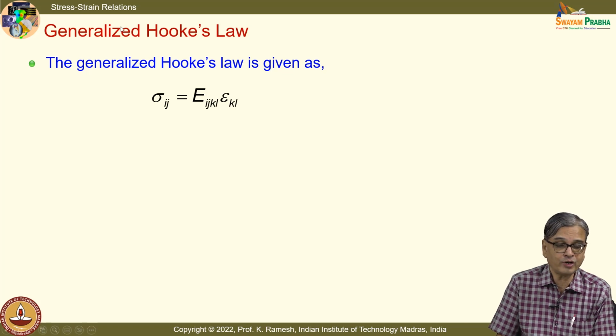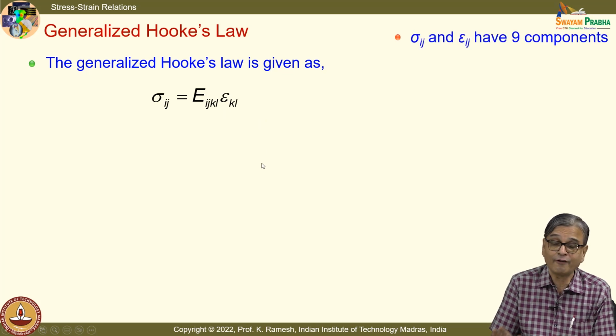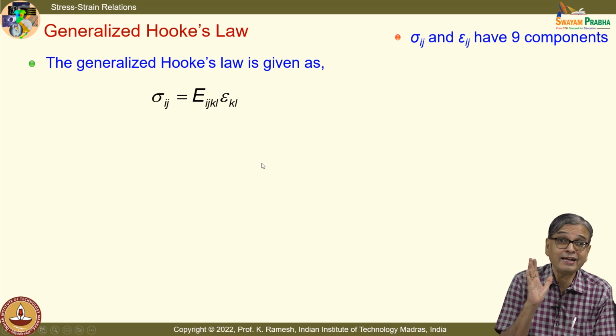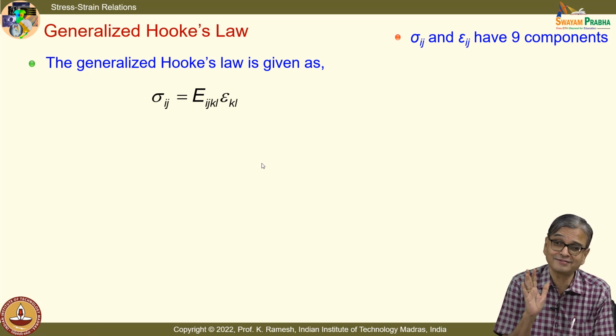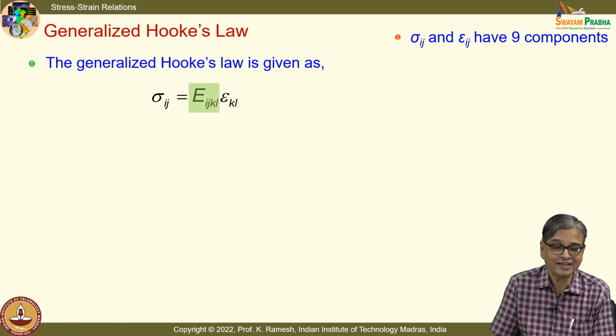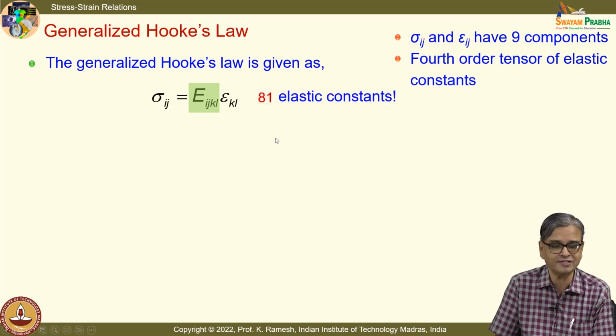And if you look at this, how many coefficients do I need when I have this in a matrix form? I will have 9 independent stress components and 9 independent strain components. So I will have a whopping 81 elastic constants. It's too big to handle. Is the idea clear? I have this as a tensor of rank 4, 81 elastic constants.